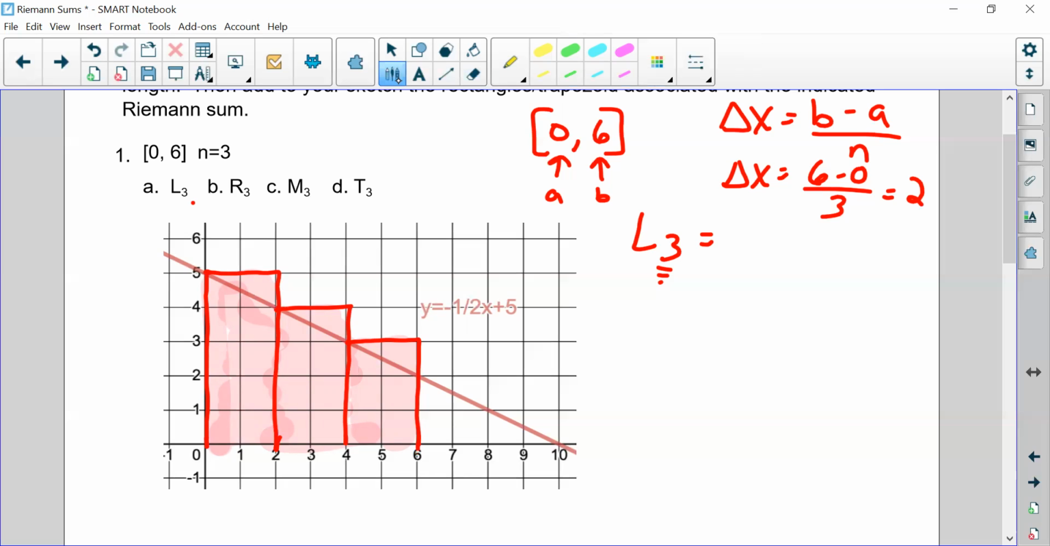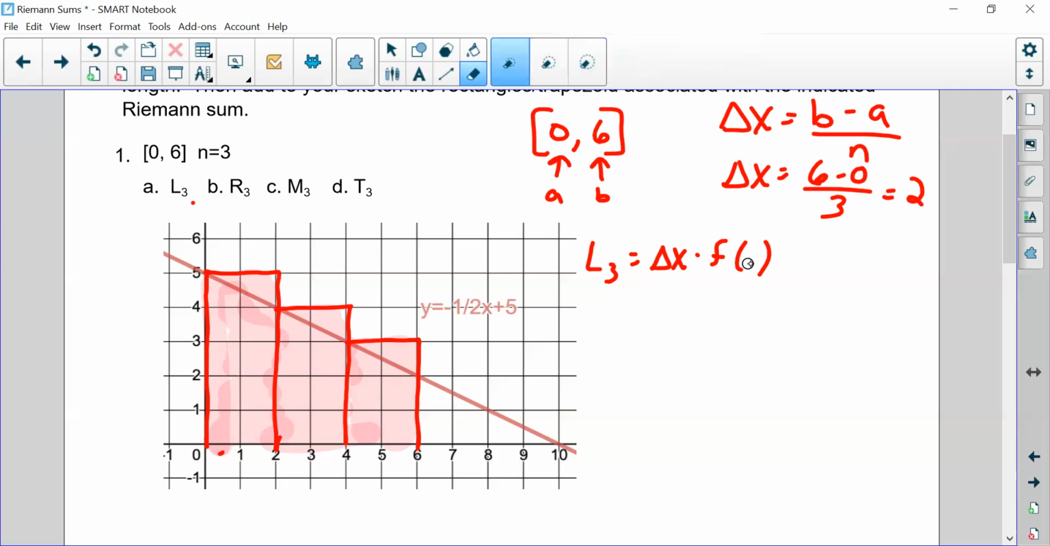Now, if I wanted to figure out the actual value of this, let's think about this. To find our left-Riemann sum, let's talk about how to find the area of a rectangle. Length times width. So my length here is my delta x, and my width here is my function value at 0, which is 5.